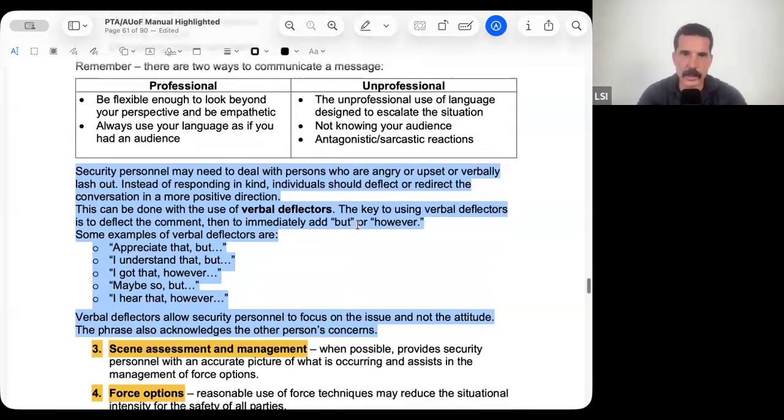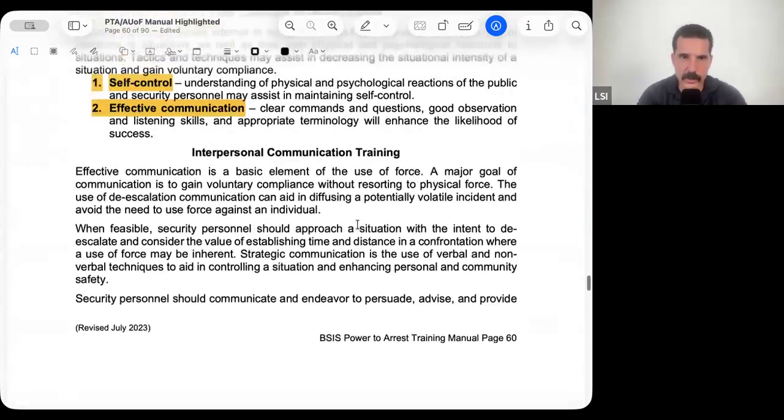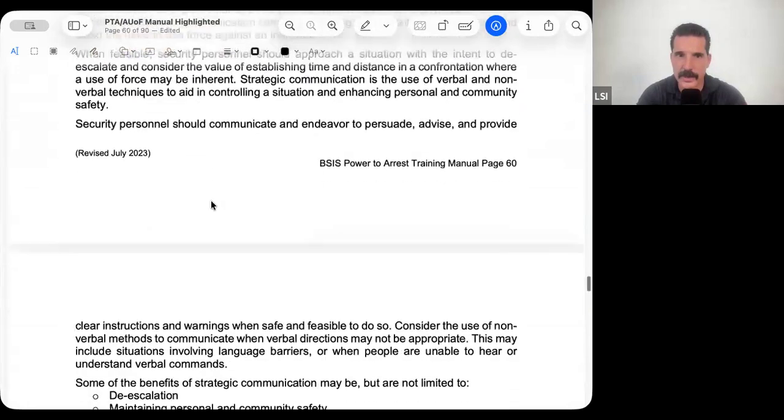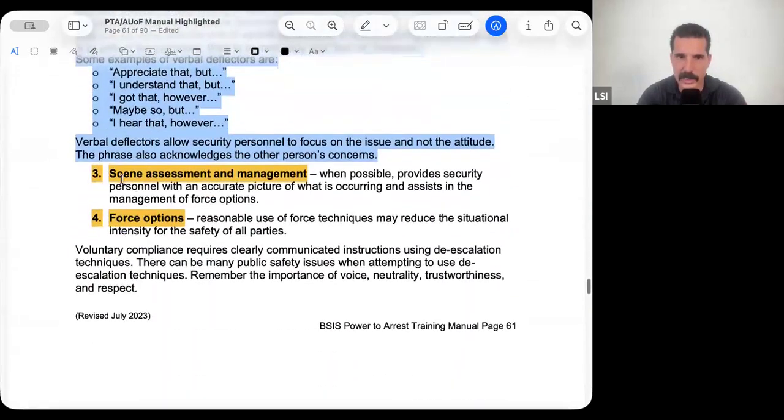All right, now we're going to continue this list that started earlier. Under four concepts of de-escalation, there's self-control, there's effective communication. This whole last bit was effective communication, and that was number two. Now we're on number three, and we're going to highlight number three, scene assessment and management. You're going to highlight that.